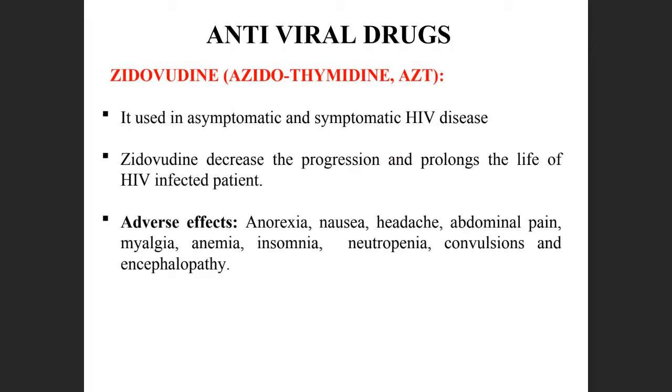The example which we are going to see here is Zidovudine. This is the example of a nucleoside reverse transcriptase inhibitor. It is used for the treatment of HIV disease, whether the disease is symptomatic or asymptomatic. So whether it is showing symptoms or not, Zidovudine is useful, and it is used for halting, stopping or delaying the progression of the disease and prolonging the life of the HIV infected patient. So it will try to delay the infection in an HIV positive patient as much as possible.